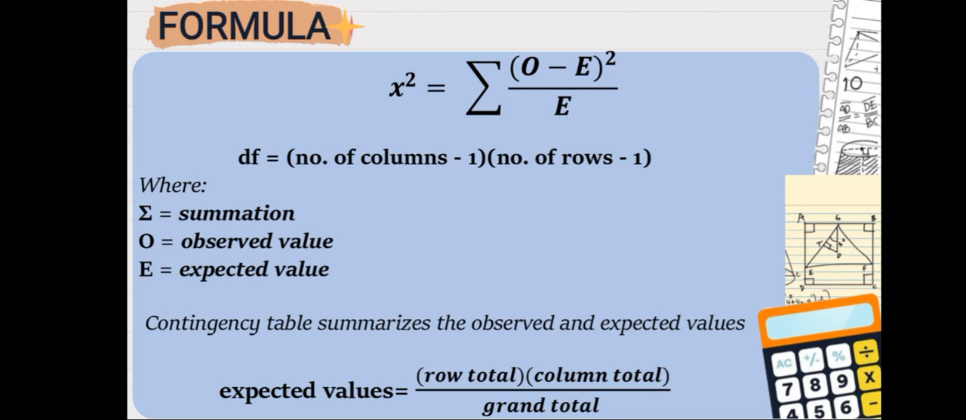Then the O is the observed value or observed frequency. Then last is the E, which is the expected value or expected frequency. Then the contingency table summarizes the observed and expected values. The formula for the expected value is row total times column total divided by grand total.